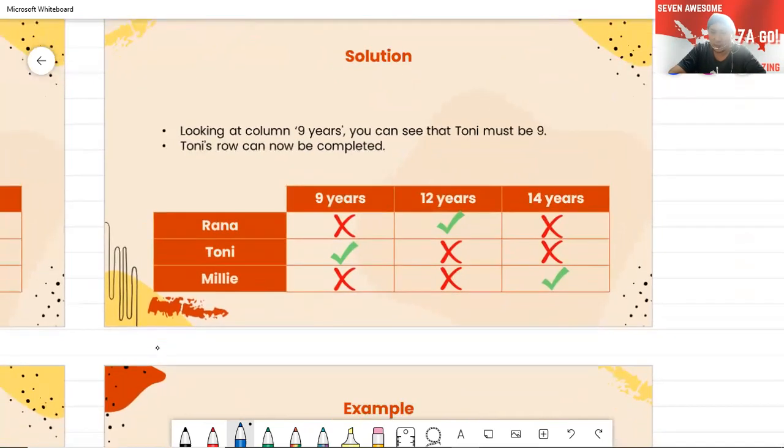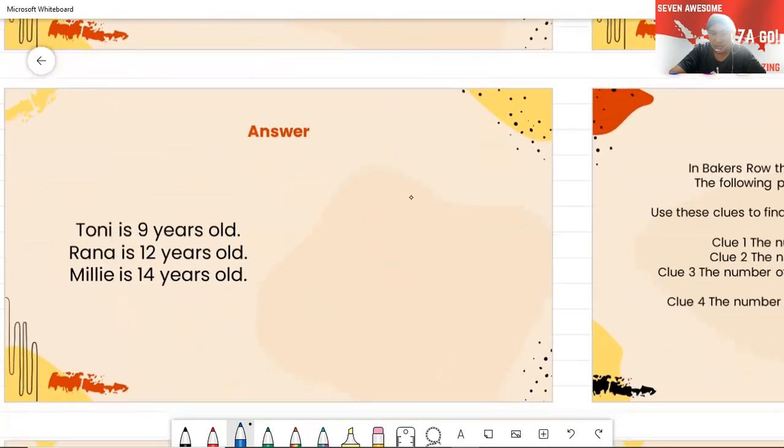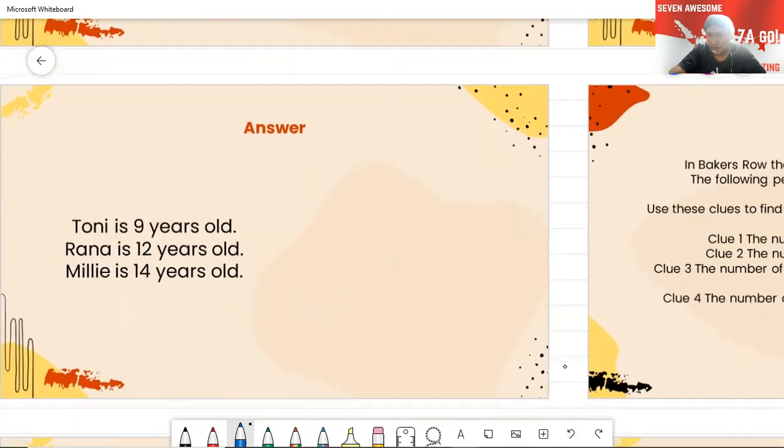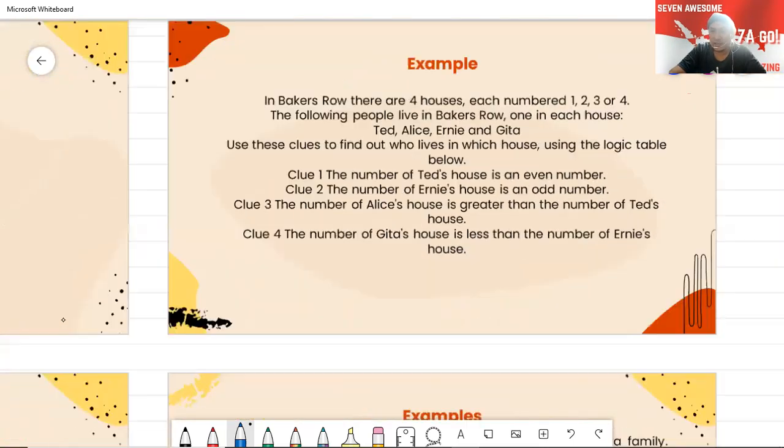Then finally we can find all of the ages of Rana, Tony, and Millie. And the answer is Tony is 9 years old, Rana is 12 years old, and Millie is 14 years old. That's it. Now, next example.